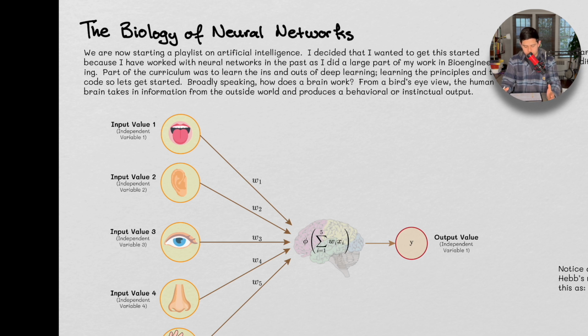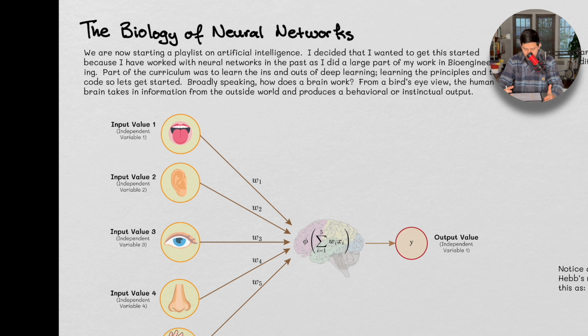So right now we're really just gonna talk about the biology of neural networks. It's not really the biology. I've called it the biology of neural networks because we're gonna learn about neural networks. We're gonna learn about the nervous system and how the nervous system works. And so let's get started.